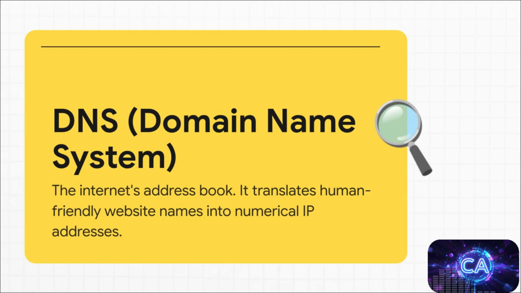But come on, nobody remembers long strings of numbers like an IP address. We remember names, like cyberacronym.com. So how does that work? This is where DNS comes in to save the day. It stands for Domain Name System, and it's basically the internet's giant phone book. Or maybe an even better analogy is a citywide GPS. It translates the names we use into the addresses computers need.